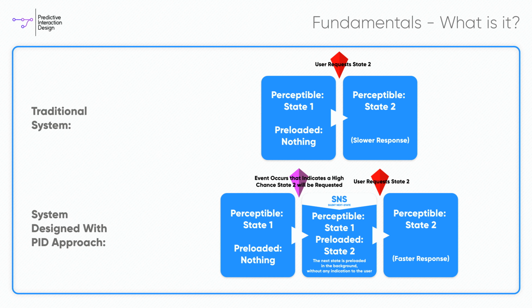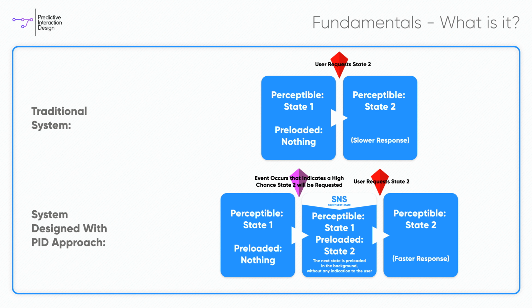Now we can see on the bottom, though, a system designed with the predictive interaction design approach. Again, state 1's perceptible, nothing's preloaded, but when an event occurs that indicates a high chance that state 2 will be requested, the system can preload state 2 so it can run certain components or processes without indication to the user, and then that means that by the time the user actually goes to request state 2 and make that interaction, state 2 then becomes perceptible with a faster response.